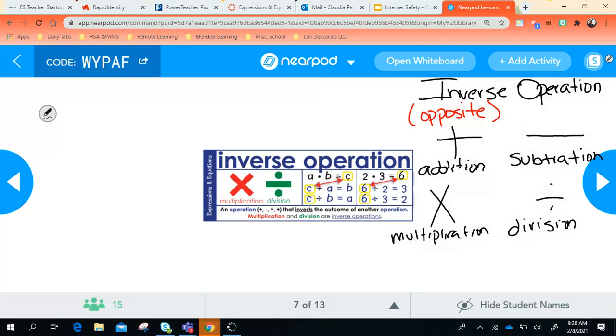So where you only needed to know one of these for your problems last week, this week you need to be able to do both. You're going to see both things in each of your problems. You might see addition and multiplication, subtraction and division, subtraction and multiplication. It just depends. Those of you at home, make sure you have all these things written down in your notebook.